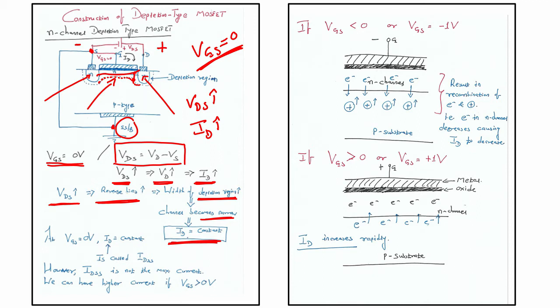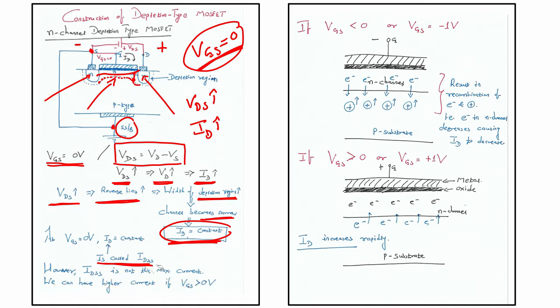And in this particular case, when VGS equals 0, when my ID, that is my drain current, reaches a constant value, then it is called ID saturation or IDSS. However, note that IDSS is not the maximum current. We can have higher current if you increase VGS greater than 0, alright.